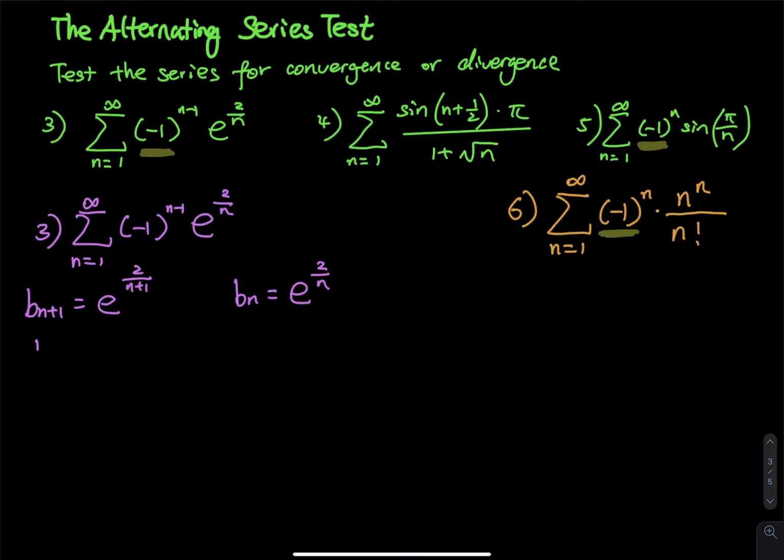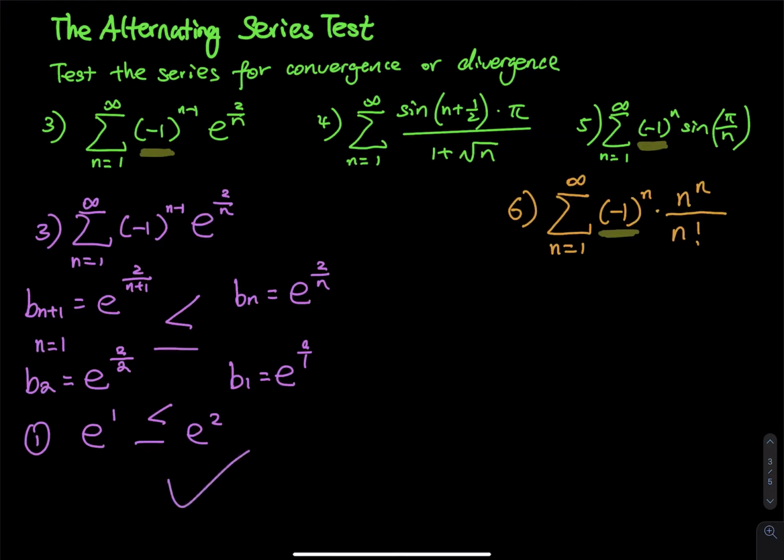When n is equal to 1, we have B2 equals e raised to the 2 divided by 2, and B1 equals e raised to the 2 divided by 1. So this is e to the first, and this is e squared. So we just showed that the current term is greater than or equal to the next term. If you look at the alternating series test, number one, this is the first condition. Number one is satisfied. What about number two?